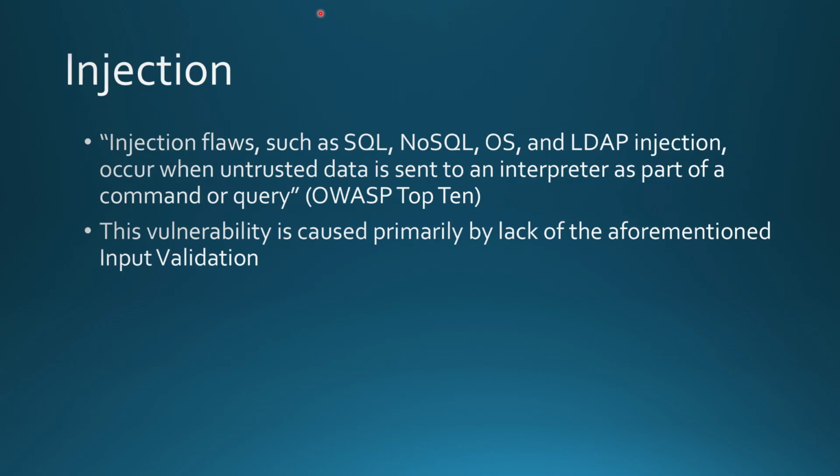Injection flaws such as SQL, NoSQL, OS, and LDAP injection occur when untrusted data is sent to an interpreter as part of a command or query, and that's from the OWASP top 10. So all that means is when you accept data that you shouldn't accept, a bad actor can use that in ways you don't want them to. This vulnerability is primarily caused by lack of input validation, which I mentioned earlier.